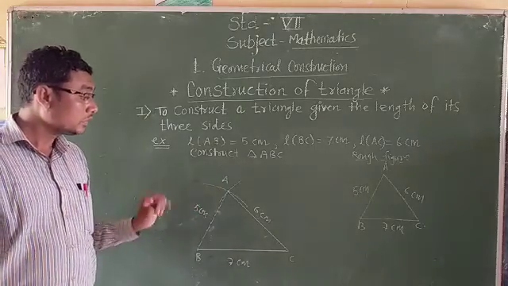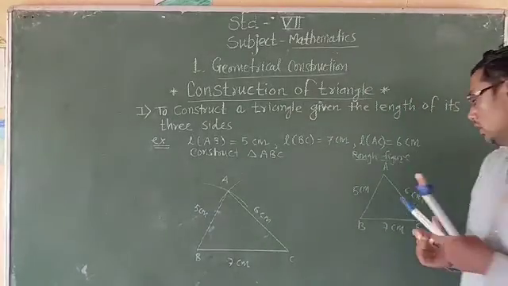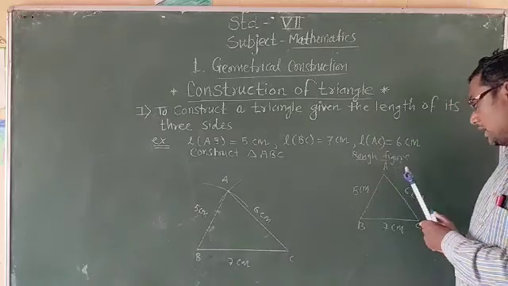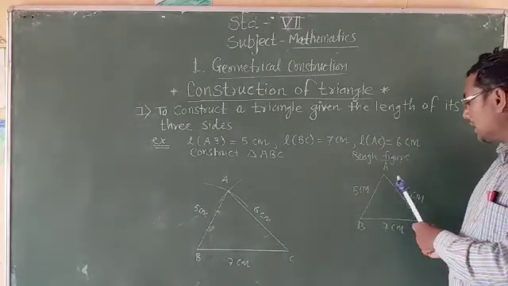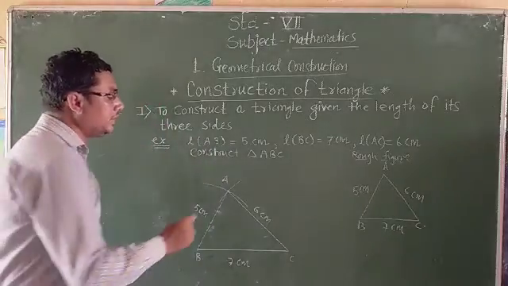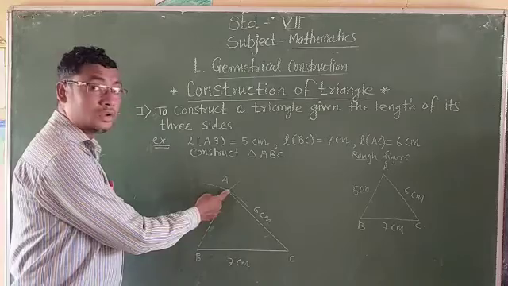Okay, then from the point C you have to take the distance of 6 cm in the similar way. We have to take 6 centimeter and draw an arc of 6 centimeter. So we get the intersection of the two arcs.